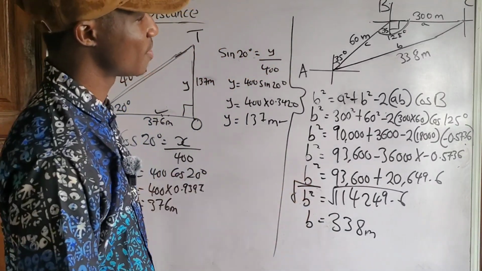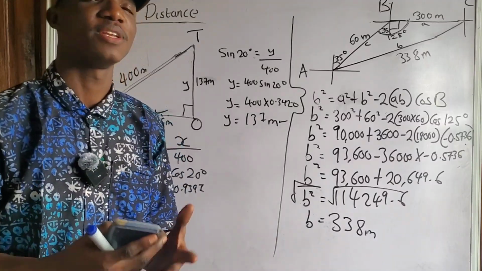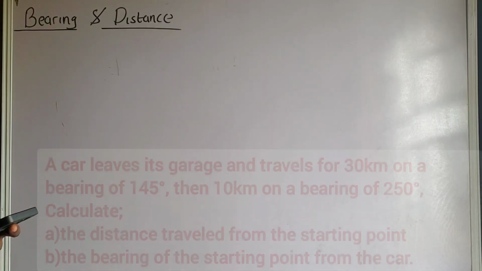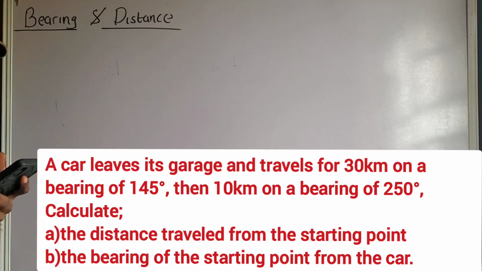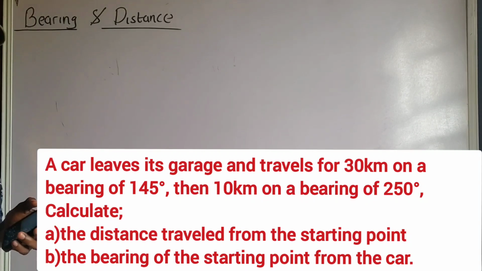Okay, it's simple. So the diagram will determine the formula. Let's consider the question that we have on the screen. A car leaves its garage and travels for 30 kilometers on a bearing of 145 degrees, then 10 kilometers on a bearing of 250 degrees. Calculate A, the distance traveled from the starting point. B, the bearing of the starting point from the car. Okay, you see, in our previous class, we looked at some basic examples on bearing.